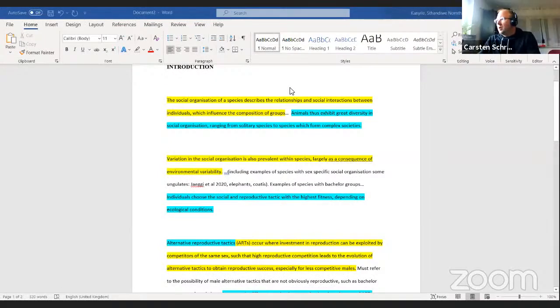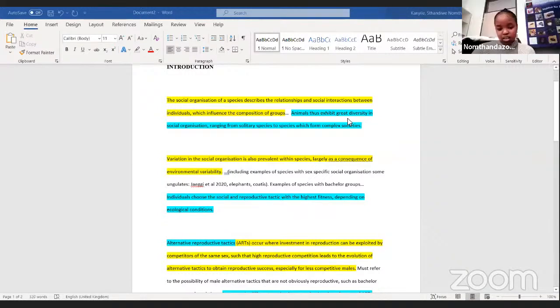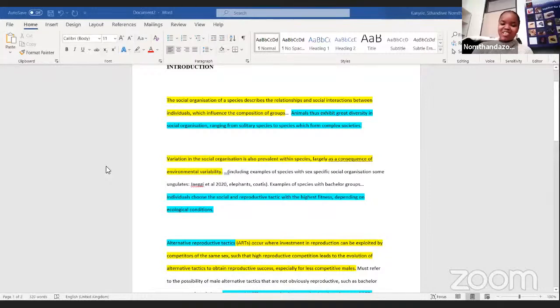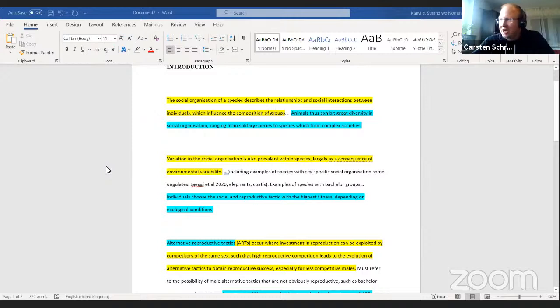So in blue here we have the terminator sentences. So what is the topic of the second paragraph? Variation in social organization. Yes. And is this in the terminator of the sentence before? Well, yes, in a way. So what should be changed?